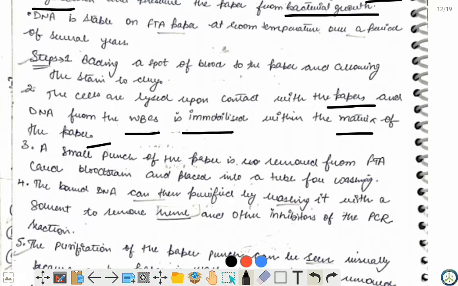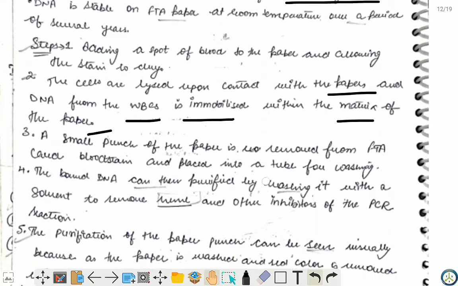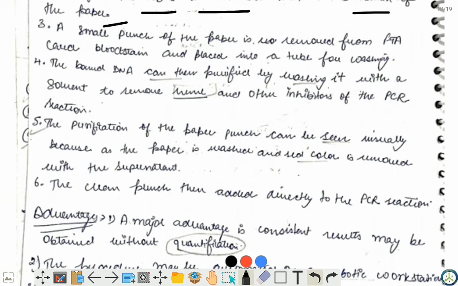Clear? So then we have to take a small punch of the paper, remove the FTA card blood stain and place it into the tube for washing. After washing, the bound DNA can then be purified by washing it with a solvent to remove the heme. The washing step is necessary to remove the inhibitors and other inhibitors of the PCR reaction.